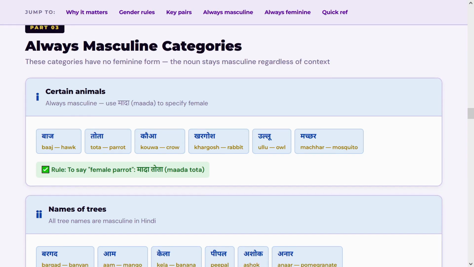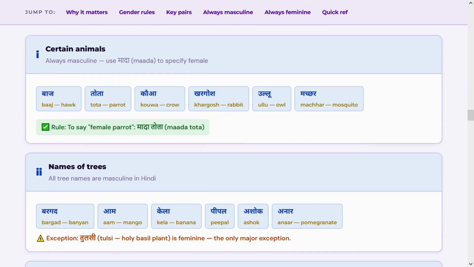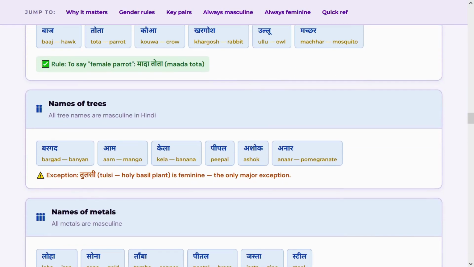So let's look into the animals. Certain animals are always masculine. Use Maada to specify female, like Baj. Baj means hawk. Tota, parrot. Kawa, crow. Khargosh, rabbit. Ullu, owl. Machhar, mosquito. Rule to say female parrot, Maada tota, right? So you can say female crow, Maada kawa. Understood, right?